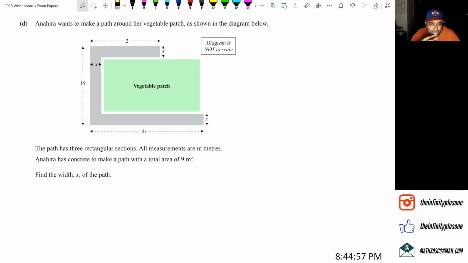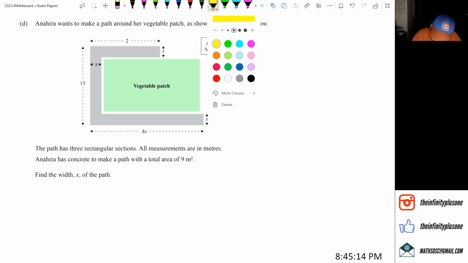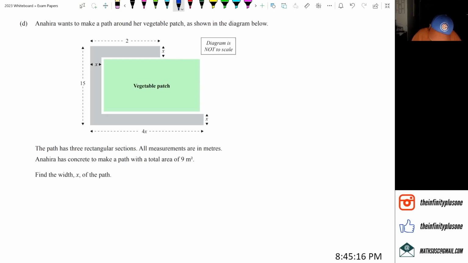Now, if you look at this question, the question says path around the veggie patch. Don't really care about the veggie patch here. It says the path has 3 rectangular sections. All measurements are in meters. She's got concrete enough to make a path with a total area of 9 meters squared. So basically, this 9 meters squared that she has is the gray area.